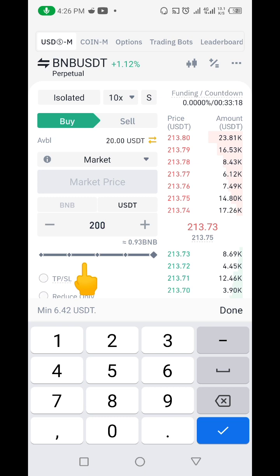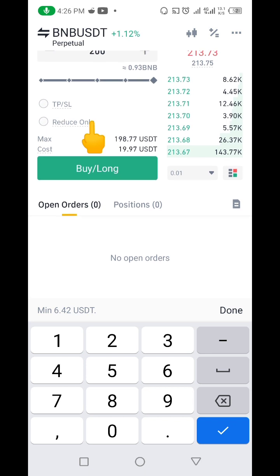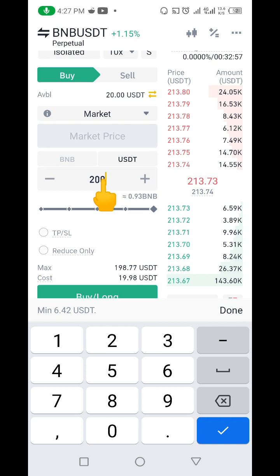Okay, I'm going to put in $200 here. Then if I click on it, you're going to see that it will buy at this particular market price here. But before I do that, let me show you: you don't just buy this market blindly. You are not supposed to buy or sell the market blindly. You must have done your own market analysis.